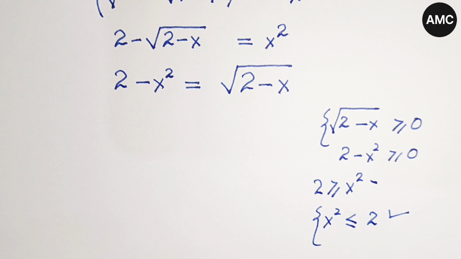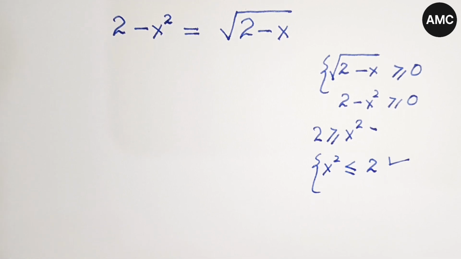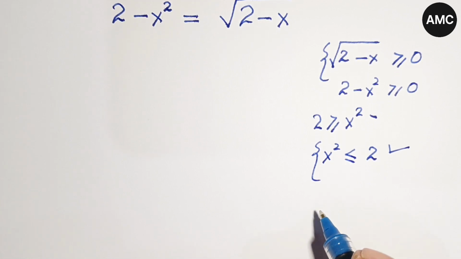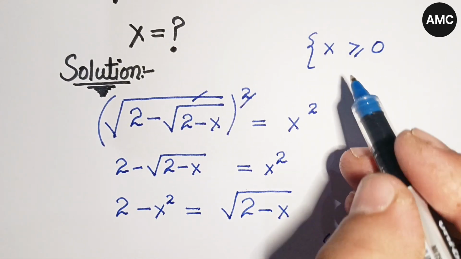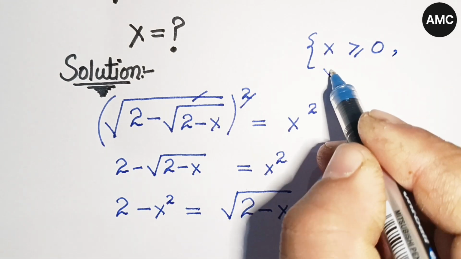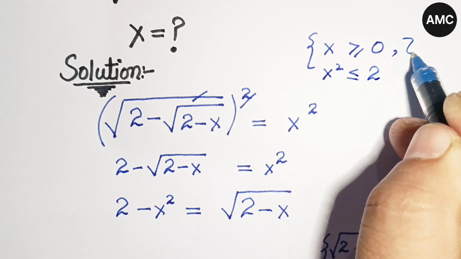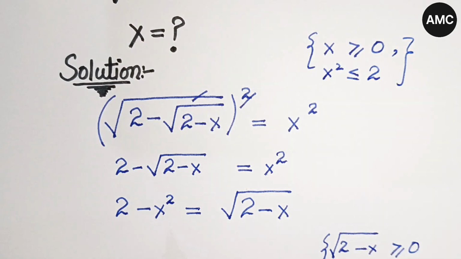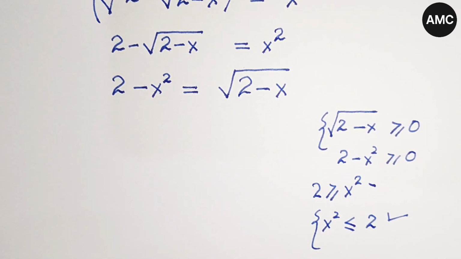Now we have two conditions, and we have to check the solutions of this problem against them. The first one is x is greater than or equal to 0, and the next one is x squared is less than or equal to 2. We have to check the solution of this problem with this domain.